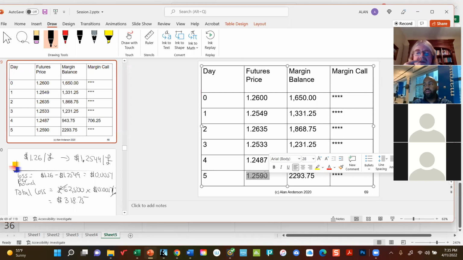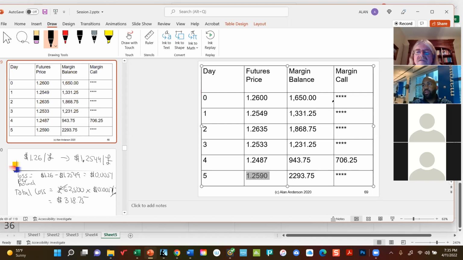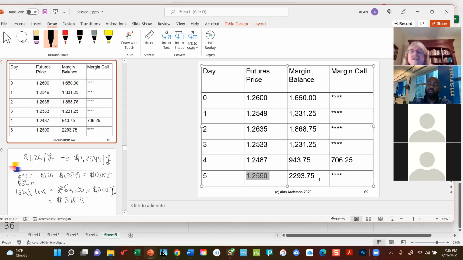Now, compared to the day before, that's an increase of about 1.03 cents, which when multiplied by 62,500 gives me a gain of about 643.75. So between this deposit and my profit of 643.75 today, when I add that to yesterday's balance, my new balance is 2,293.75. And it will continue like that until I either unwind my position or I take delivery of the pounds.